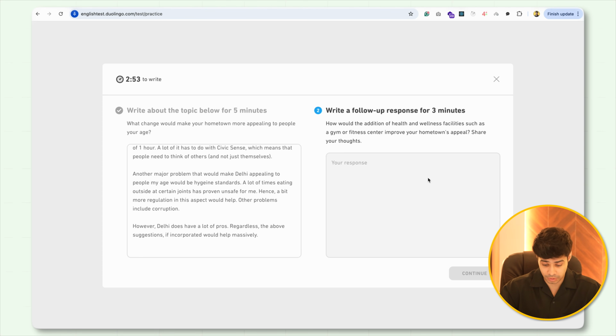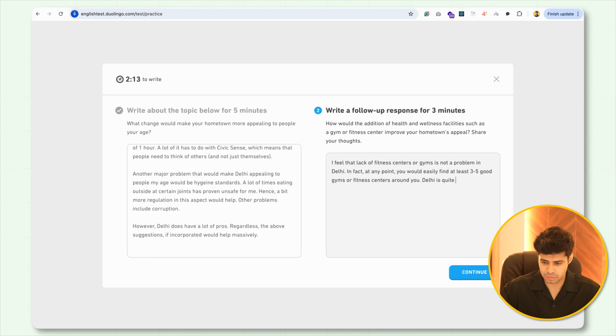Share your thoughts. Well, that's good because I feel that lack of fitness centers or gyms is not a problem in Delhi. In fact, at any point, you would easily find at least 3 to 5 good gyms or fitness centers around you.